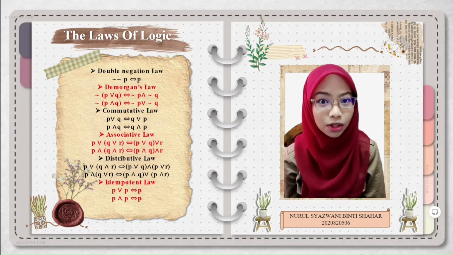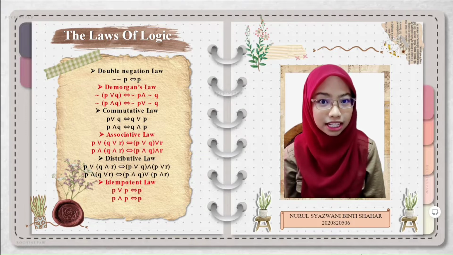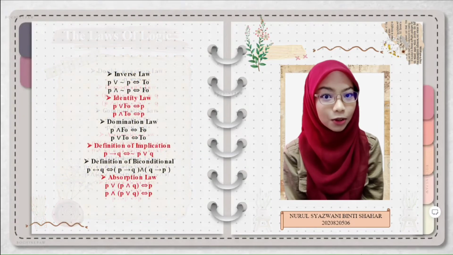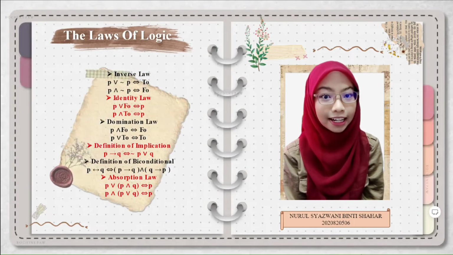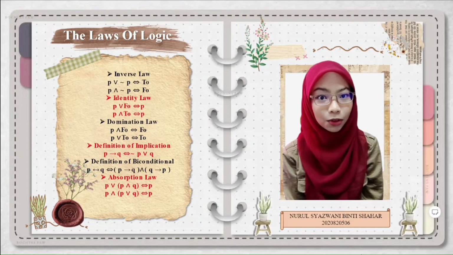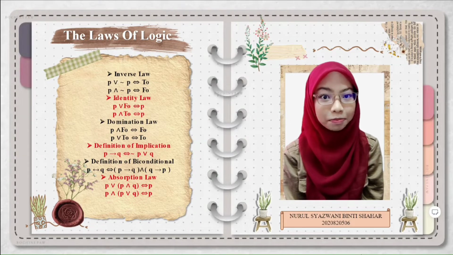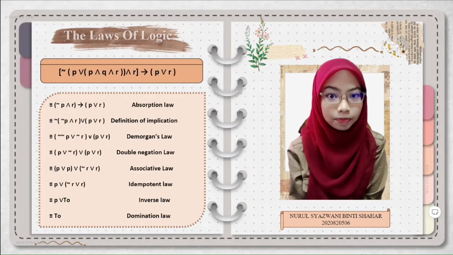Next, we have De Morgan's law, commutative law, associative law, distributive law, and idempotent law. Then, we have inverse law, identity law, domination law. We also have definition of implication and definition of biconditional. And the last one is absorption law.